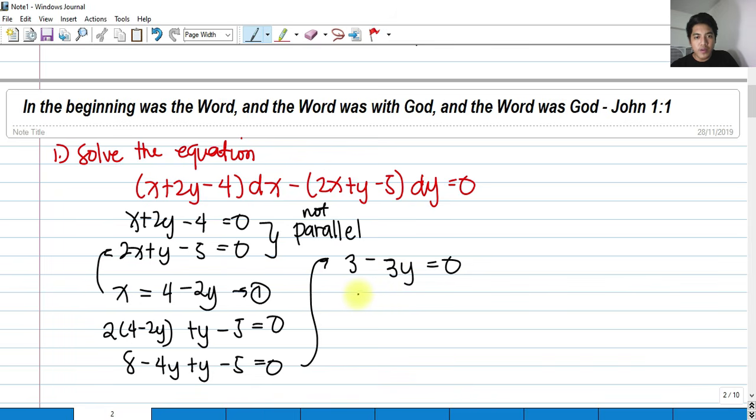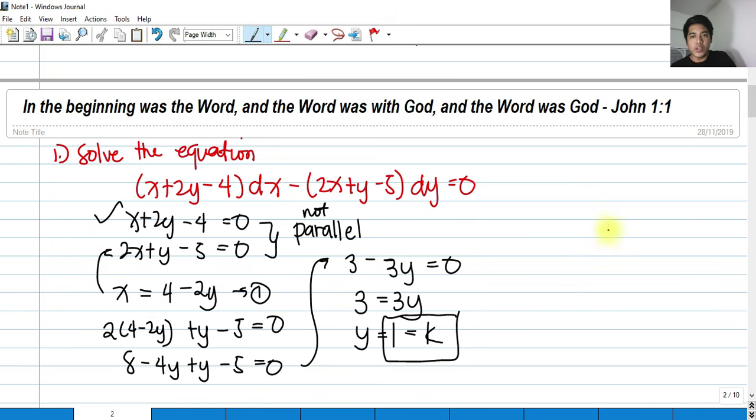So what will happen upon solving the y, we have y is equal to 1. That is the point of intersection, so this is equivalent to our value of k. And if we know the value of k already, which is equal to 1, or y, which is equal to 1, we can substitute it in our first equation or any of the equations.